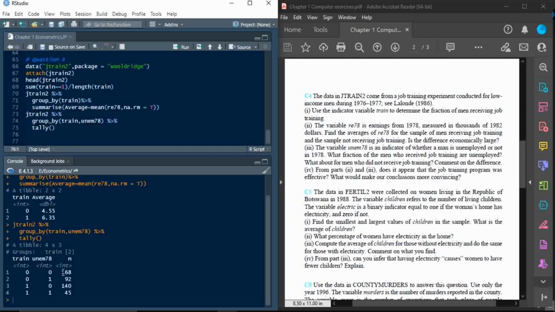So there are 168 persons who did not receive job training and are not unemployed, and 92 persons who did not receive job training but are unemployed. And look at this value: there are 45 persons who received job training but still are unemployed in 1978. So the difference is huge comparatively. There are 92 persons unemployed who did not receive training, and only 45 persons who received job training but still are unemployed. So yes, training was effective.